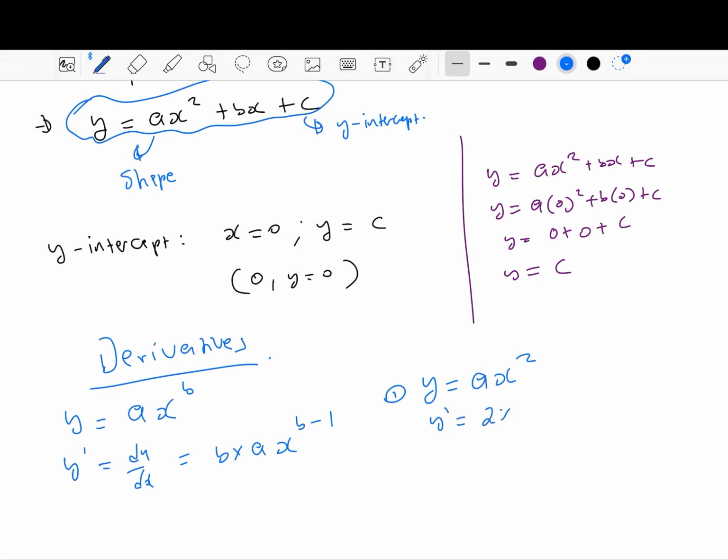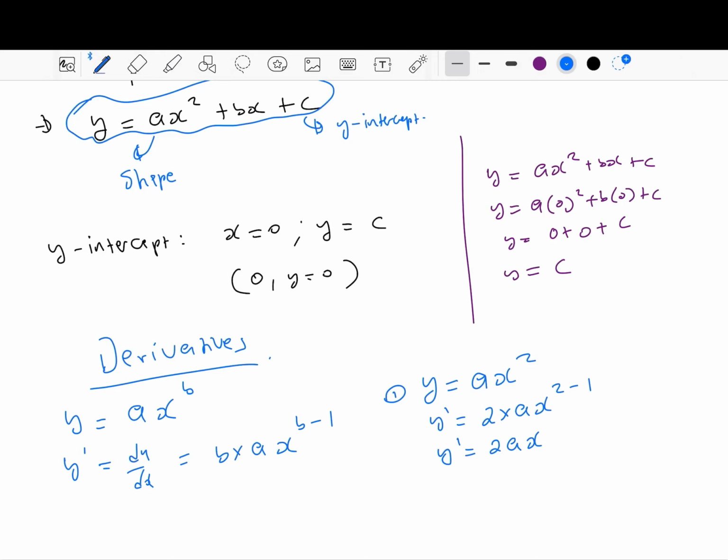That will be 2 times ax to the power 2 minus 1. That's how you find a derivative of ax squared, which means this is going to be 2ax to the power 1, and x to the power 1 is just x. So the derivative of ax squared is 2ax.